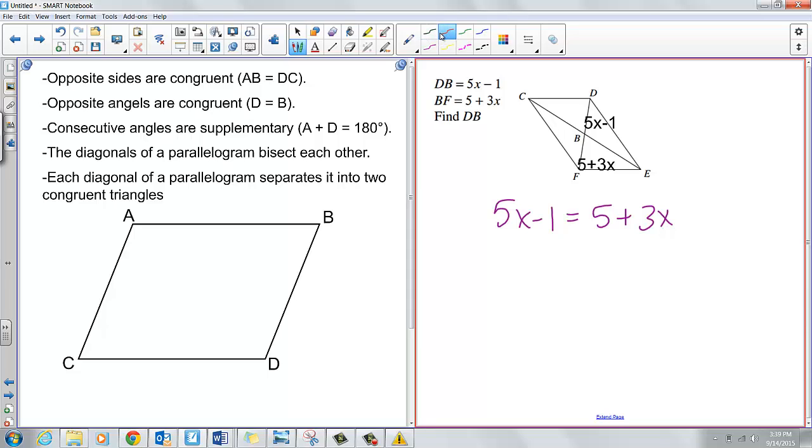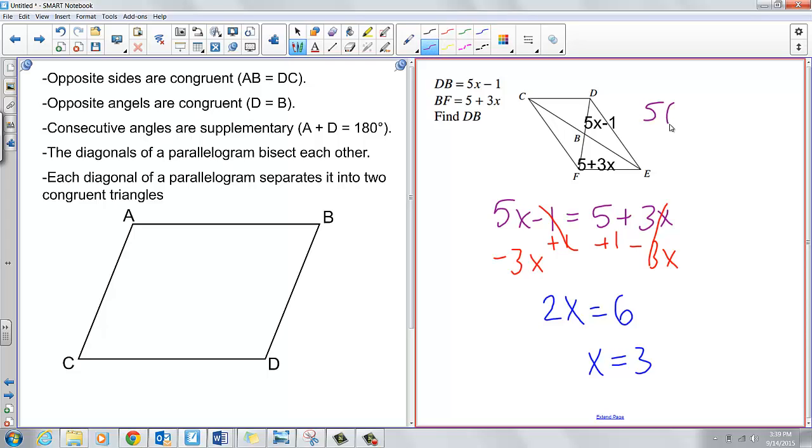Alright, and we can subtract 3 from both sides, subtract 3x, subtract 3x, add 1, add 1. Alright, and we're left with 2x equals 6. Divide by 2, and x would be 3. But we have to pay attention to what it's asking for. It's asking for DB, not x. So let's plug x back into DB, and we get 5 times 3 minus 1, which is 14.